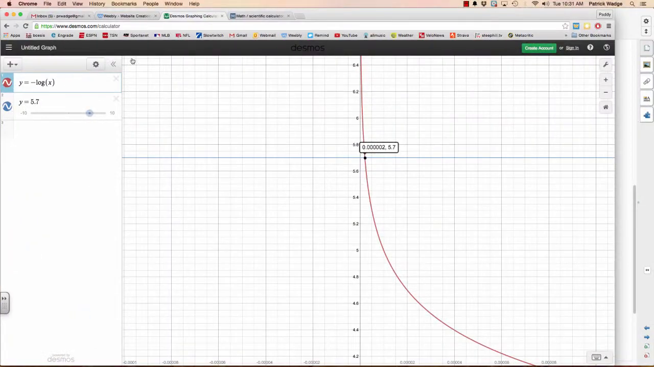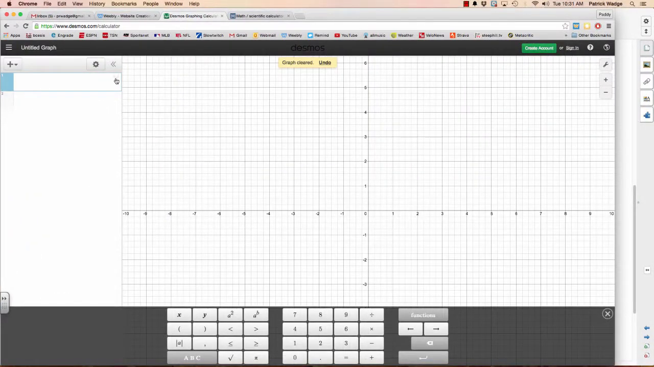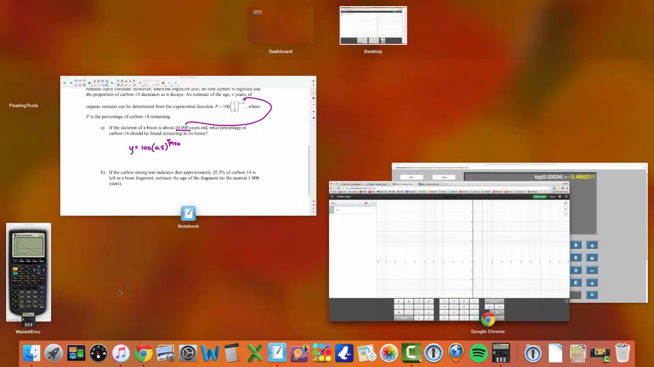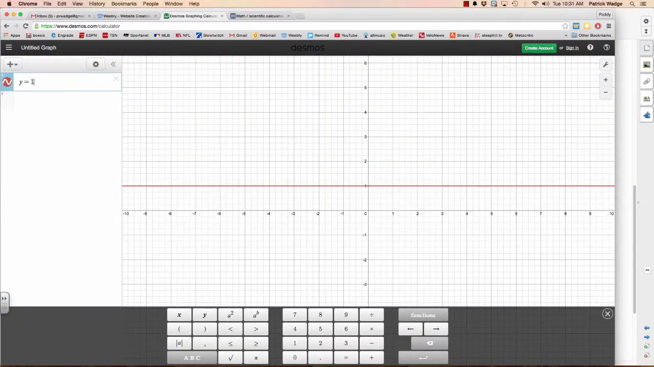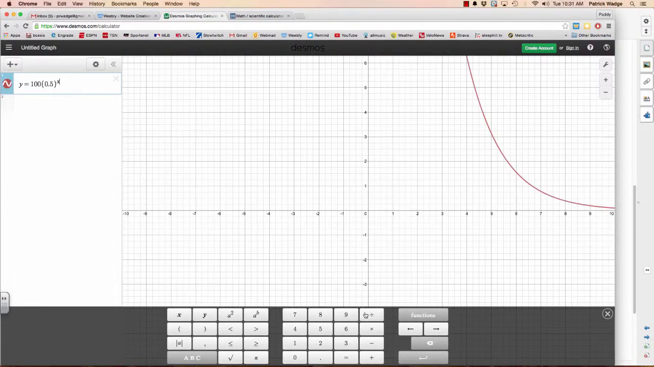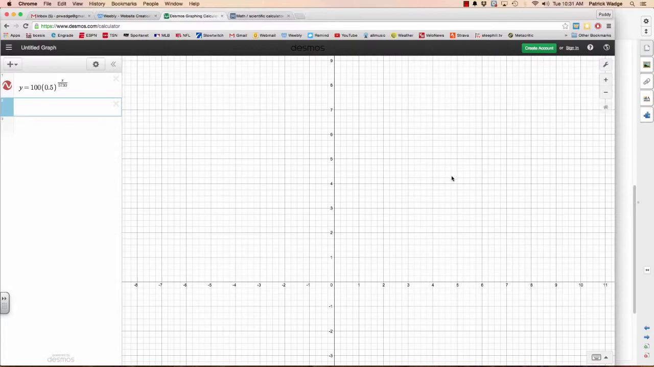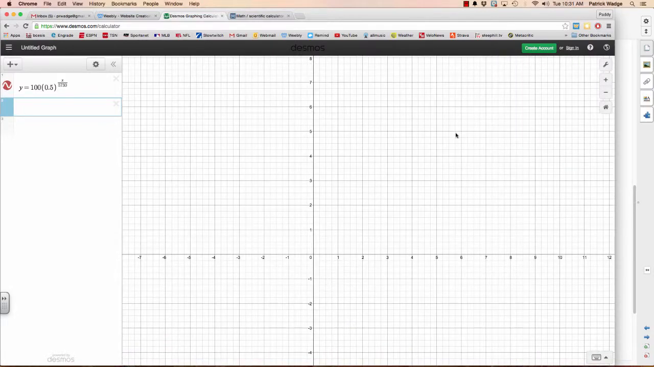We have, get rid of both of these, we have y equals 100 bracket 0.5, then you have to raise that, so you use this button here for raising something to a power, and then we want x divided by, look at how nice Desmos is, it makes it a fraction, 5,730, and we'll hit return, and you can see nothing here, and the reason for that is because it just doesn't fit on the graph, so we need to change our window.